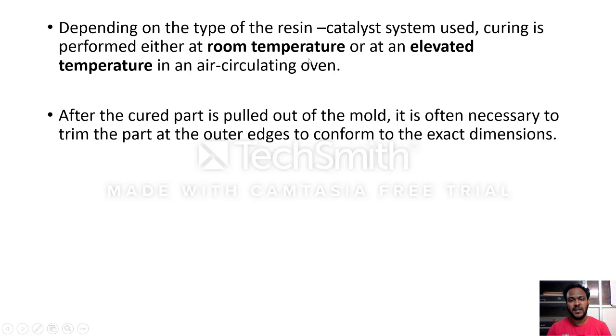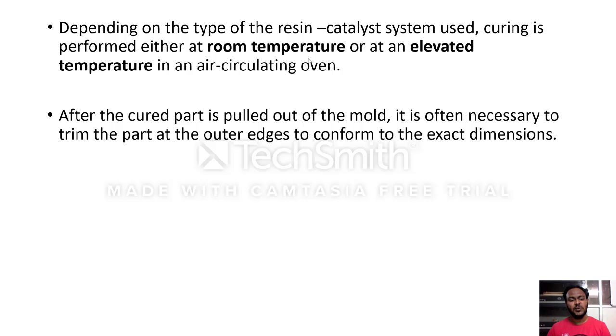Depending upon the type of the resin catalyst system used, curing is performed either at room temperature or at an elevated temperature in the air circulating oven. This depends upon the resin catalyst system. So once it is cured, then what is the next step? You have to cool the composite. The composite should be cooled before it is taken out. So the cured part is first cooled, and after that the cured part is pulled out of the mold.